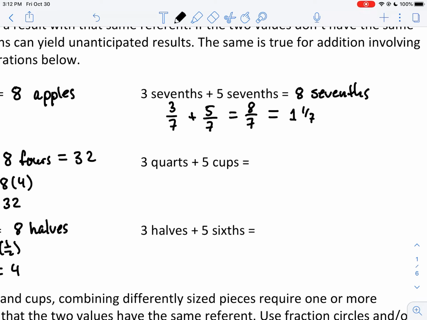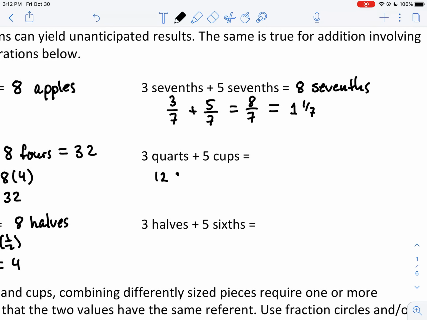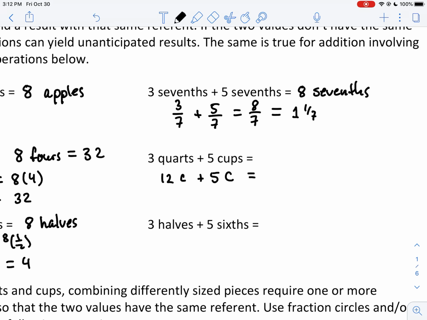The best thing to do here, in my opinion, is convert quarts to cups. If 1 quart is 4 cups, then 3 quarts is the same thing as 12 cups. And I'll just put C for cup. And once you do this kind of conversion, that 3 quarts is the same thing as 12 cups, then you can add 12 cups and 5 cups and get 17 cups.